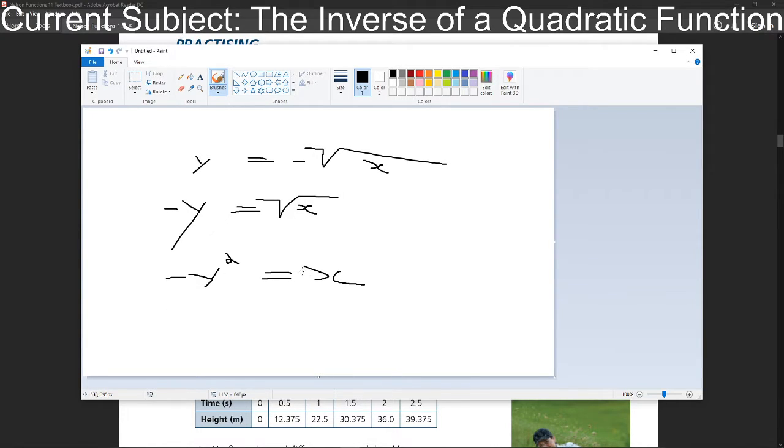Negative y squared equals x. So now you're saying this is wrong. What am I missing here?